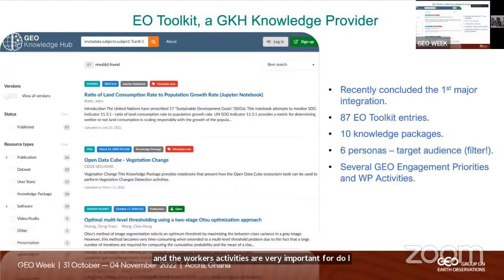It's one thing going through the huge PDF and searching for stuff through control find, but it's another having clearly tagged GEO activities. Next slide, please.